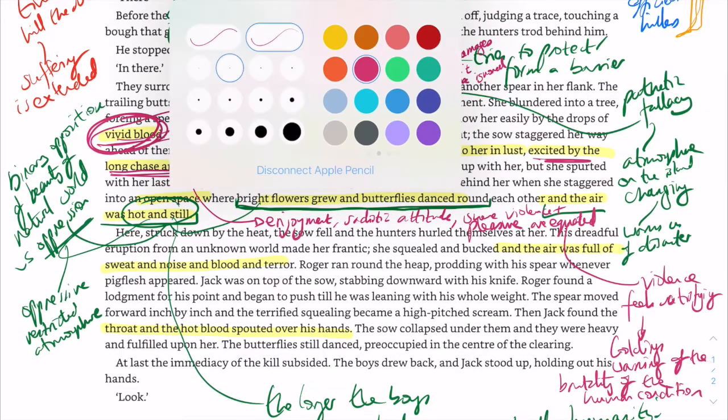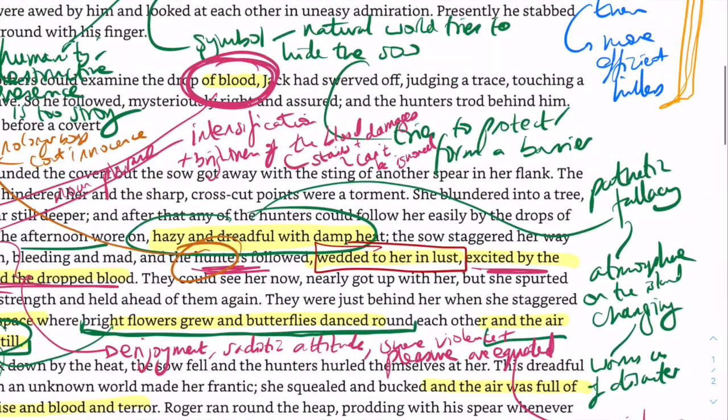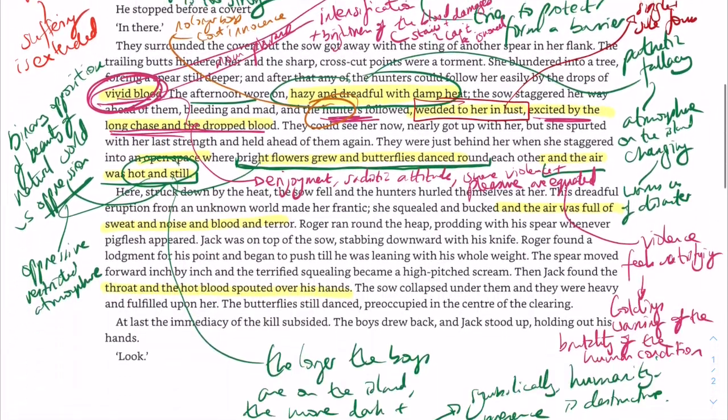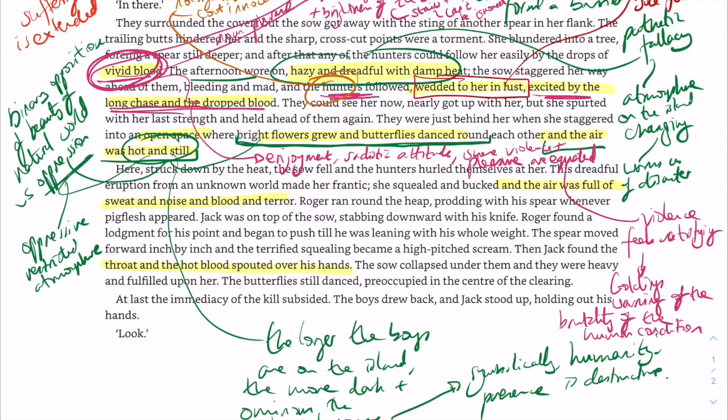And finally, the boys here being referred to as hunters, they're no longer being referred to as boys. So the innocent versions of the boys, the innocent imagery of the boys is being cast aside now. And they are being referred to as hunters. And later we see that develop again as they're referred only to as savages. And with that in mind, that single-minded focus is on violence now, when they're wedded to her in lust. They're lusting after the violence, the desire to kill, and the determination to kill.